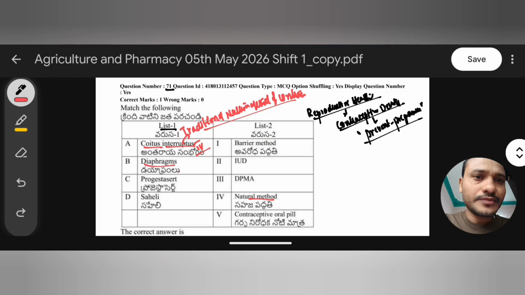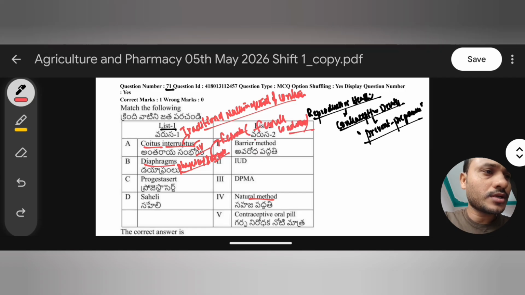Now coming to the diaphragm. The diaphragm is a physical barrier method used by females. It is a physical barrier which prevents the entry of sperm into the female body. Generally the diaphragm is used by females only, so it is also known as a female condom.